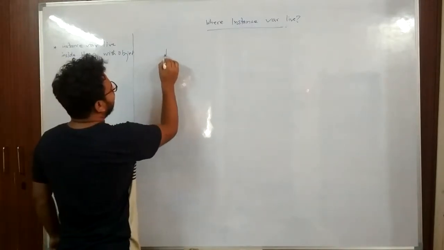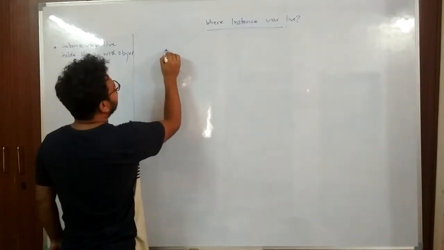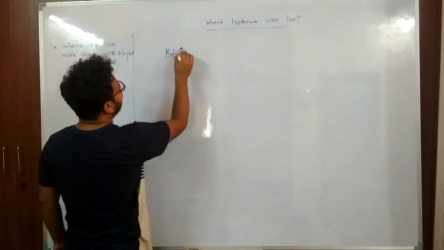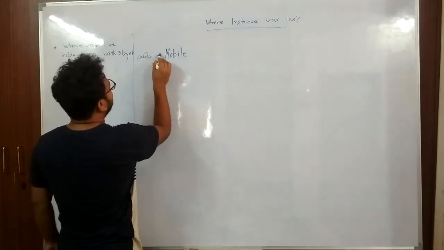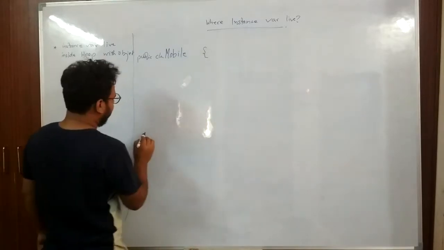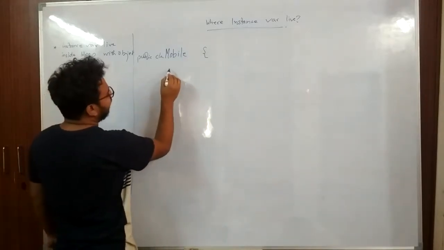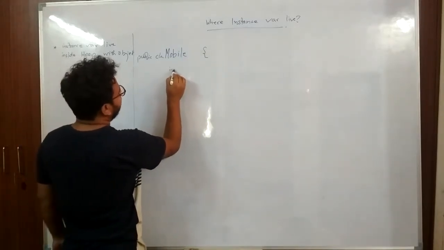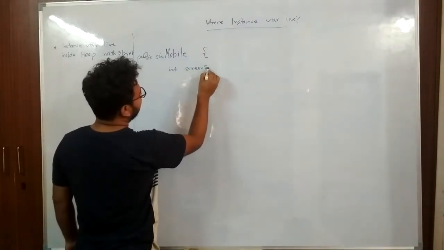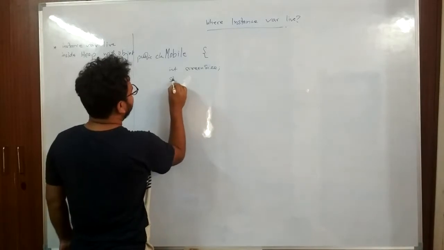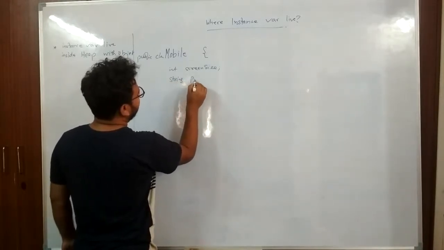Let me write it here. Public class Mobile, and inside it we have the int screen size and string processor name.